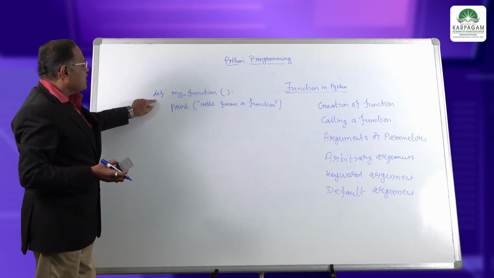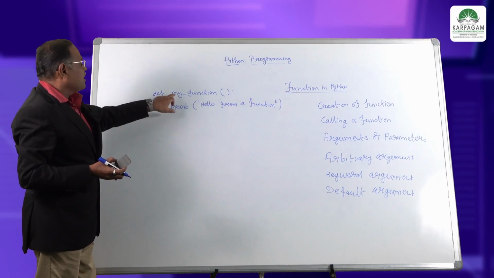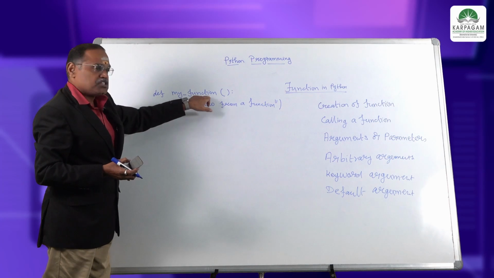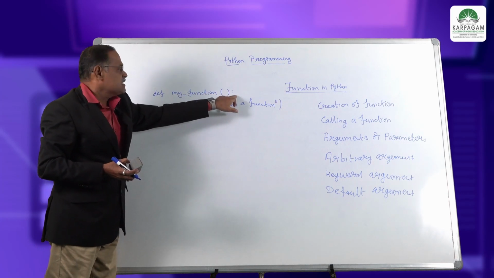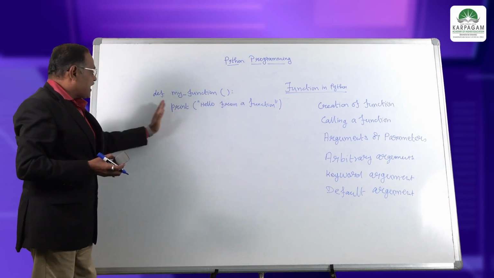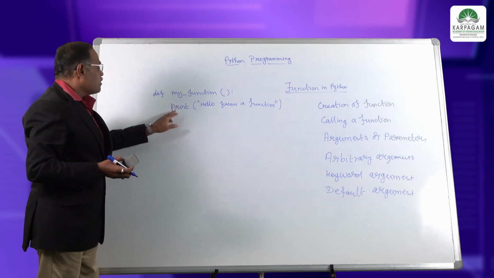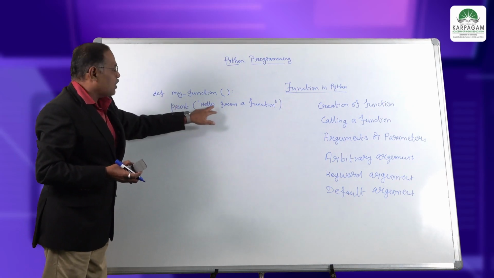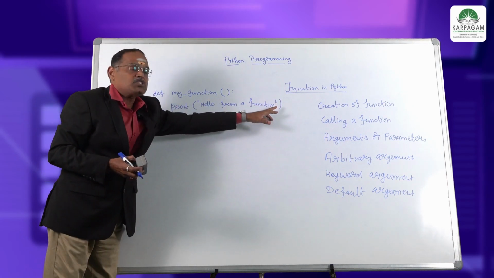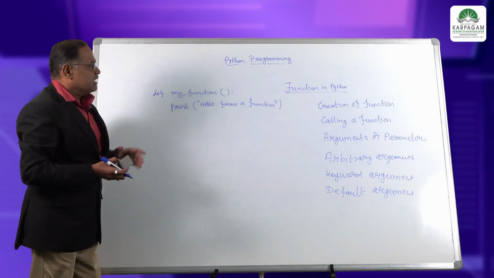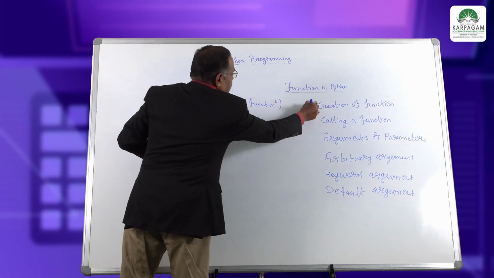We have defined the function by using def my_function, open and close parenthesis, colon, then I have indented, then print, double quotes, hello from a function, closing the double quotes and parenthesis. This is the creation of a function.